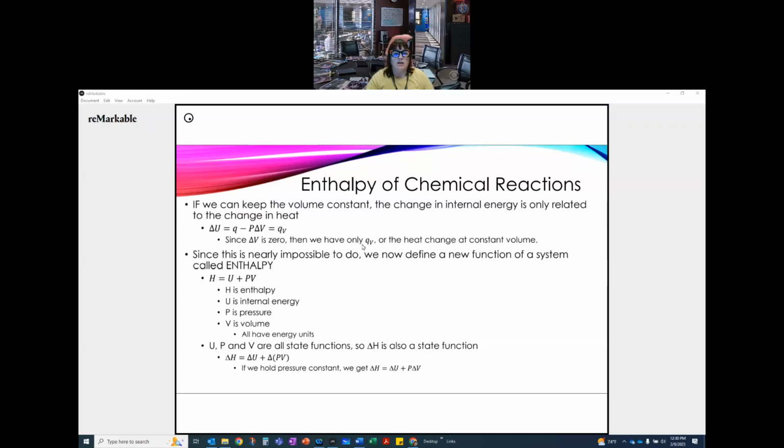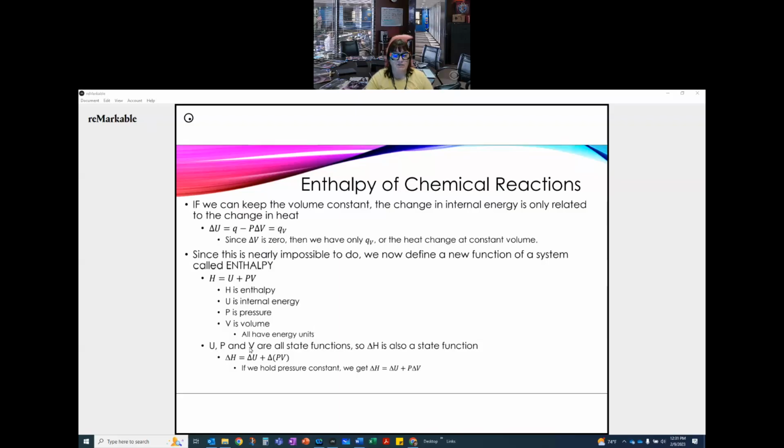Okay. Since this is nearly impossible to do, we now define a new function of a system called enthalpy. Enthalpy, H, is equal to U, that potential energy, plus P times V, where P is the pressure, V is the volume, U is that internal energy, and H is the enthalpy. These are all energy units.